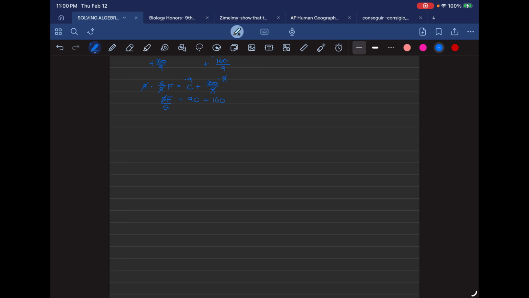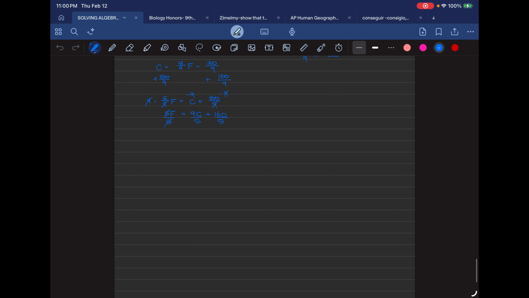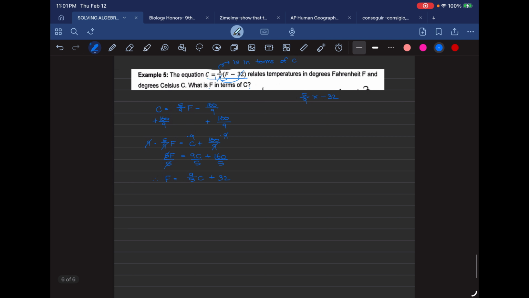Now we are going to divide by 5 to get this 5 removed. Our value of F is going to be 9 over 5 C plus 32. And that is our final answer. It's F in terms of C.